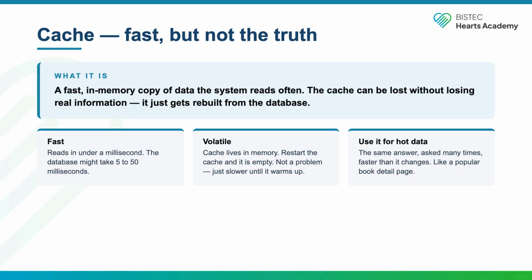You use a cache for things that are read many times faster than they change. The popular book detail page on BookSwap. Tutor profiles on LearnLenka. The most viewed product on an e-commerce site. Things where being a few seconds out of date is okay. The most common cache is Azure Cache for Redis, or just Redis on its own.